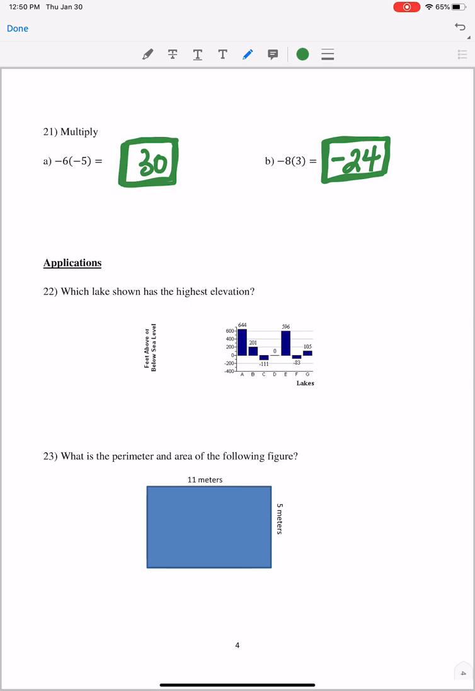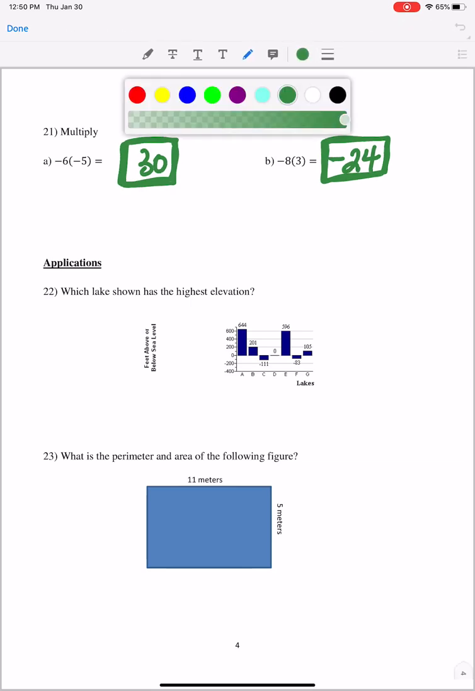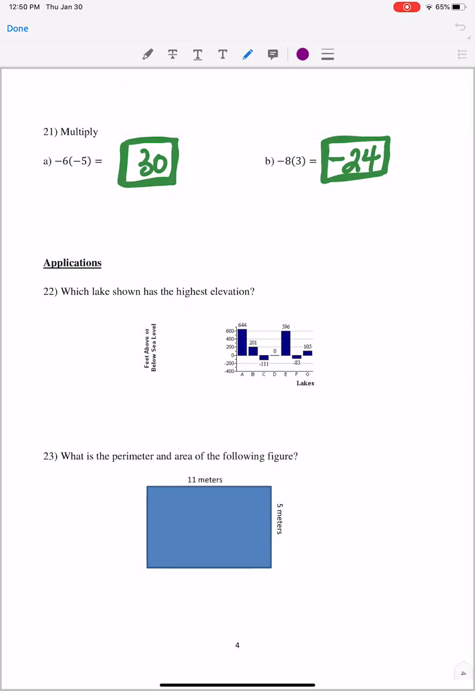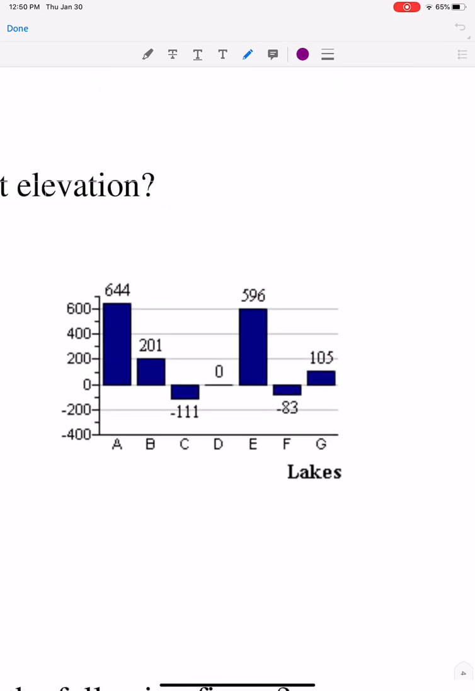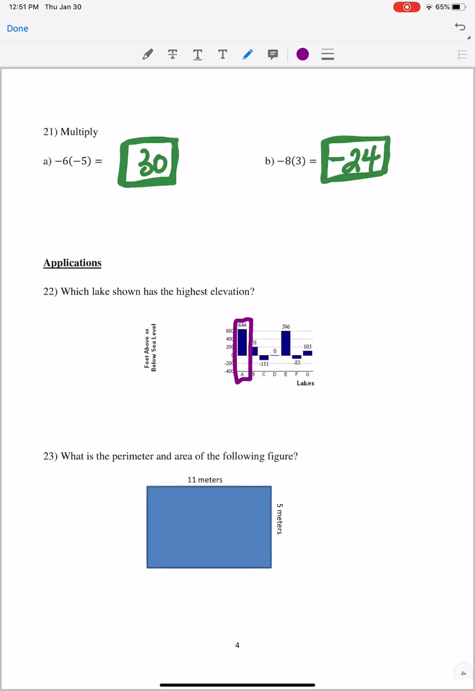We have some application. Which lake shown has the highest elevation? So we're looking at this graph here. You can either see which one is higher or which one has a higher number. Either way, Lake A. And that's it.